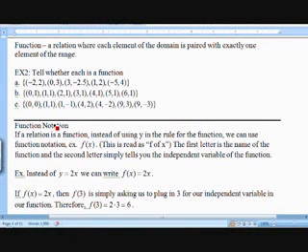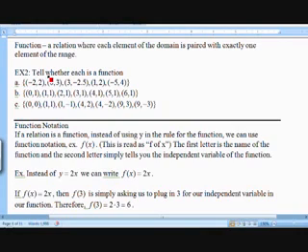Next up, we're going to talk about the concept of a function, and we see here the definition of a function. It says a function is a relation where each element of the domain is paired with exactly one element of the range. We can also say that each x has only one y.